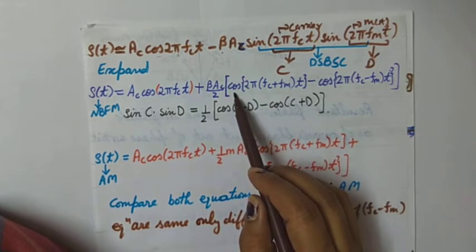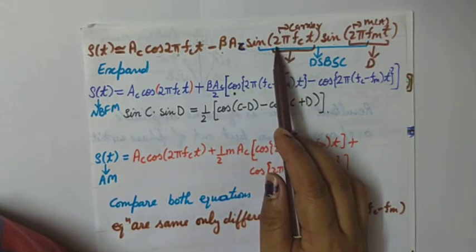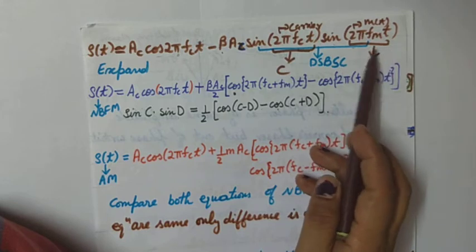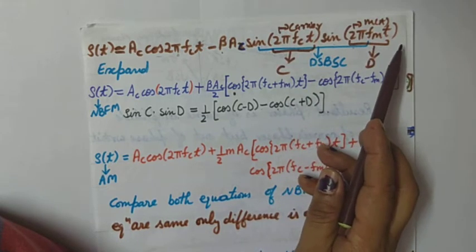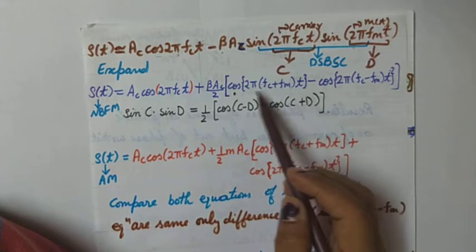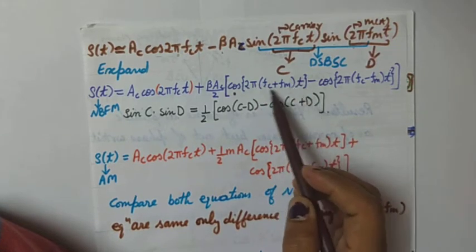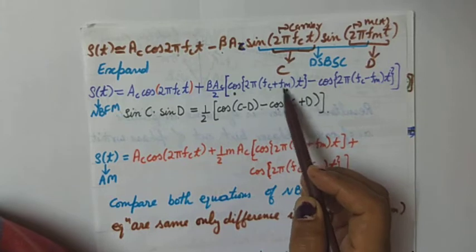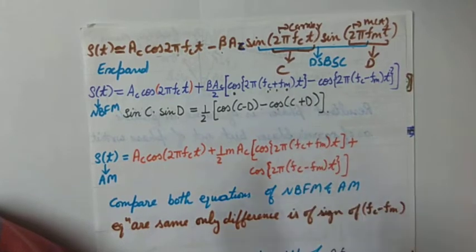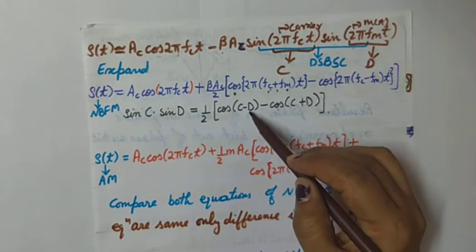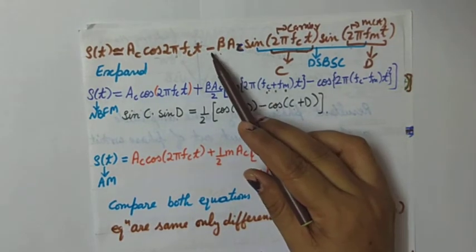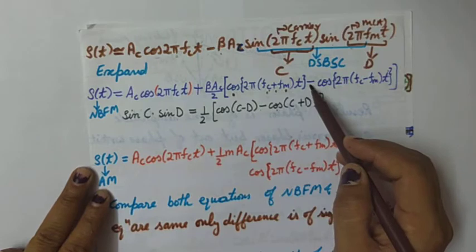So cos, and I am taking this whole C and this D whole, so it will become 2 pi FCT plus 2 pi FMT. I have taken 2 pi T common, so 2 pi T outside and I put only the frequencies together. So this is FC plus FM, and the other term, that is C minus D. Now because of this minus, it will come with the minus sign.